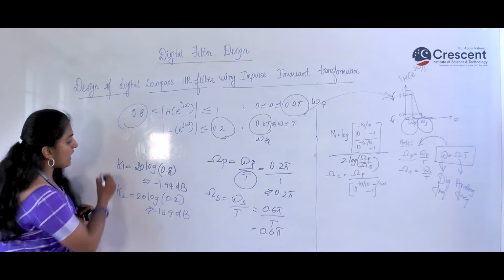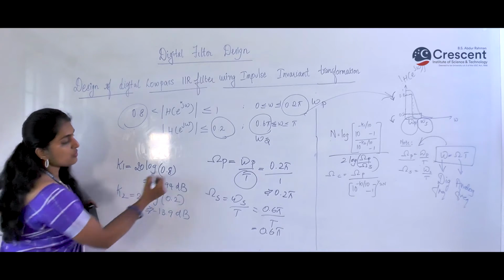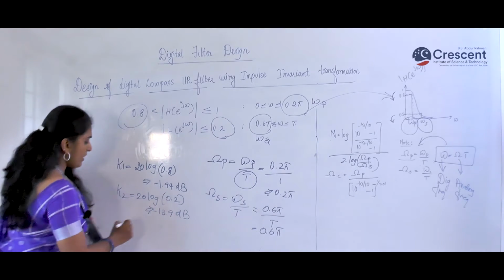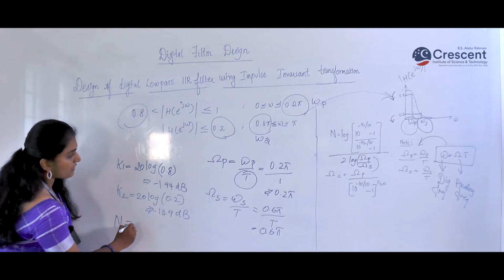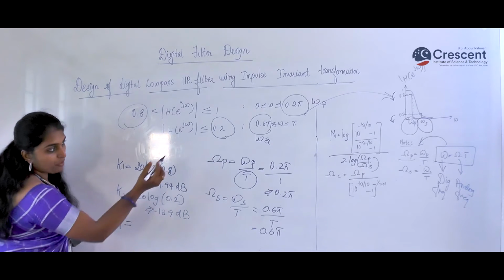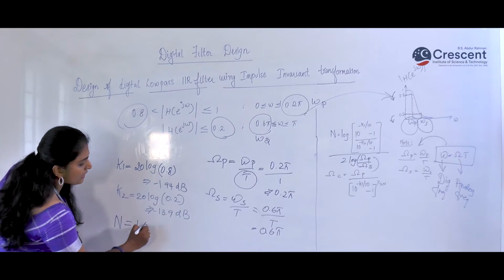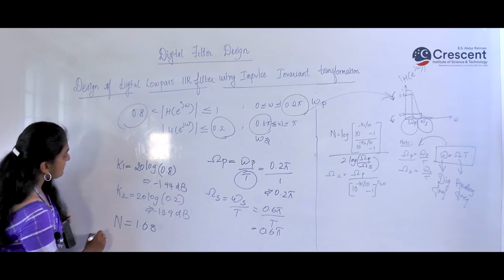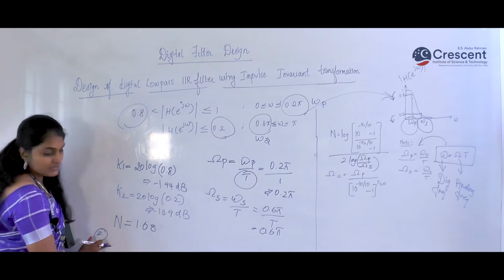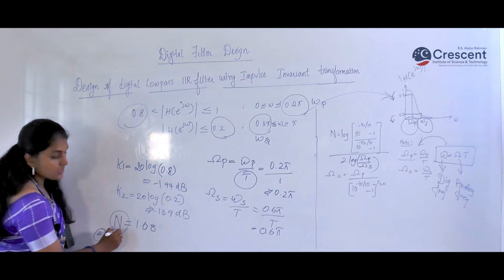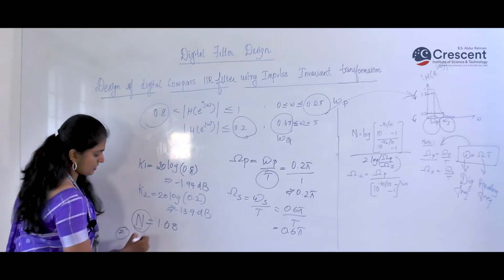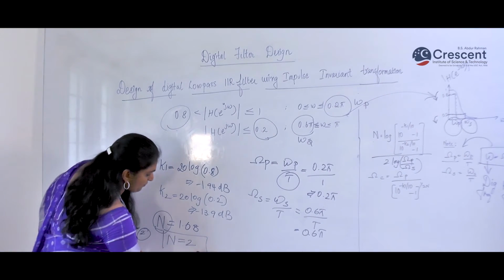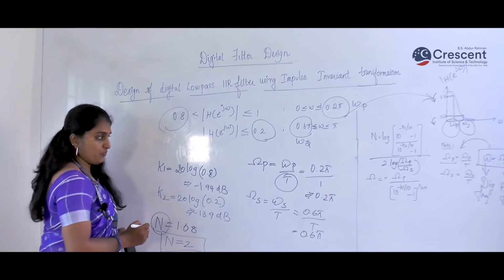So now we have to substitute this k1, k2, omega p and omega s in order to find the order value. After substituting all the values in the order formula, it will be approximately equivalent to 1.68. And as I told earlier, the next step in the design is that the order has to be rounded off to the next higher integer. So we can take the order of the filter as 2. So N is equivalent to 2.